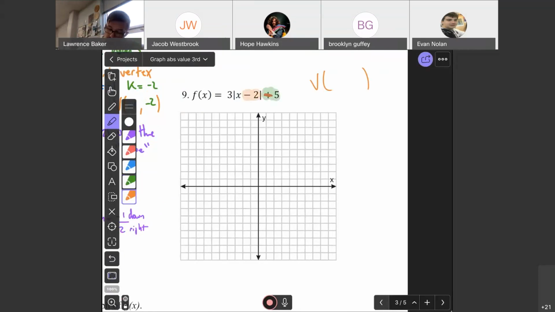Yeah, so the vertex is at +2, -5. +2, -5, so it's down there. There's our vertex, again, just labeling that. It's a really important point. Just giving it a label there. Okay, what's next?